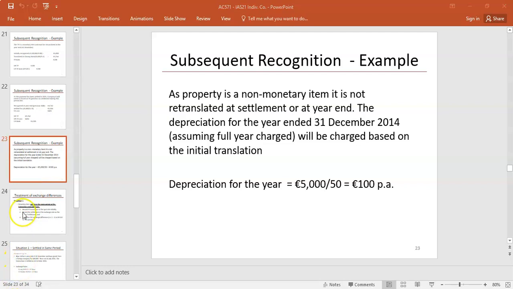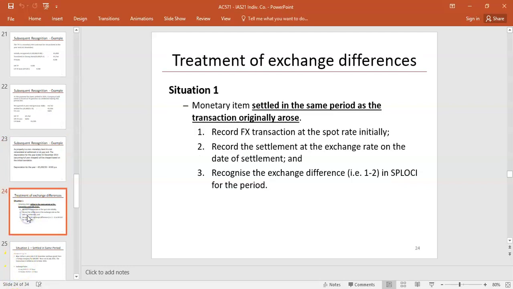So let's have a look at two examples then, one of each different type of situation, just so we see what's going on and how we're getting on with it. So monetary items settle in the same period as the transaction arose. This is a more straightforward one because we'll never have a gain or loss on retranslation. Because if the transaction is already settled in the same period, it's not there at the year end to be retranslated. So you're only ever going to have a gain or loss on settlement.